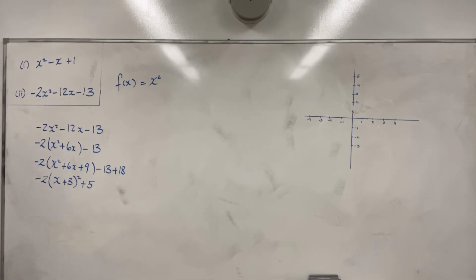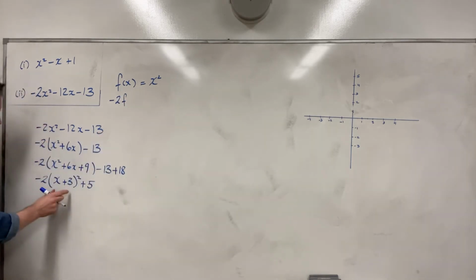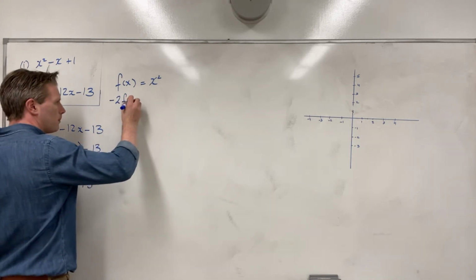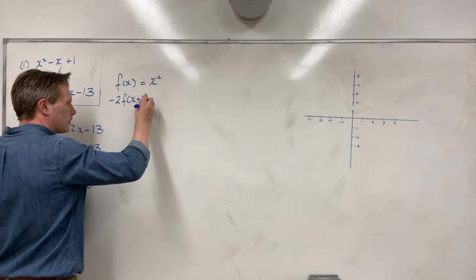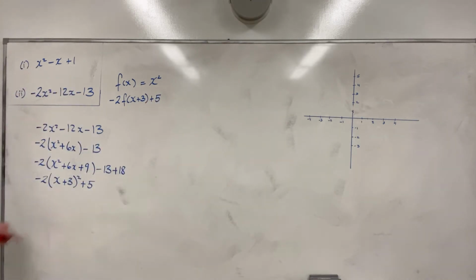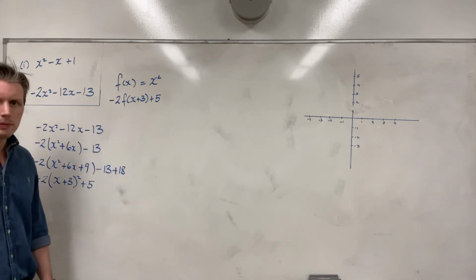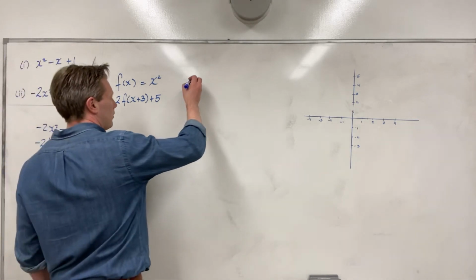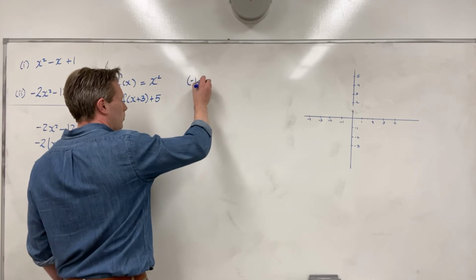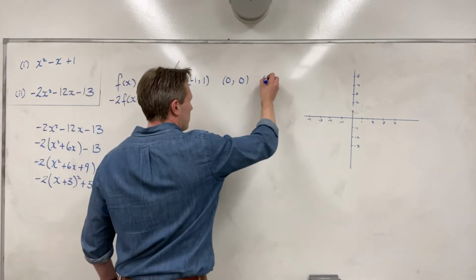If f of x is x squared, then this function here is minus 2 times f of x plus 3, plus 5. That's this function right here. Some of the points that are on my original function, maybe this time I will choose minus 1, 1, 0, 0, and 1, 1.